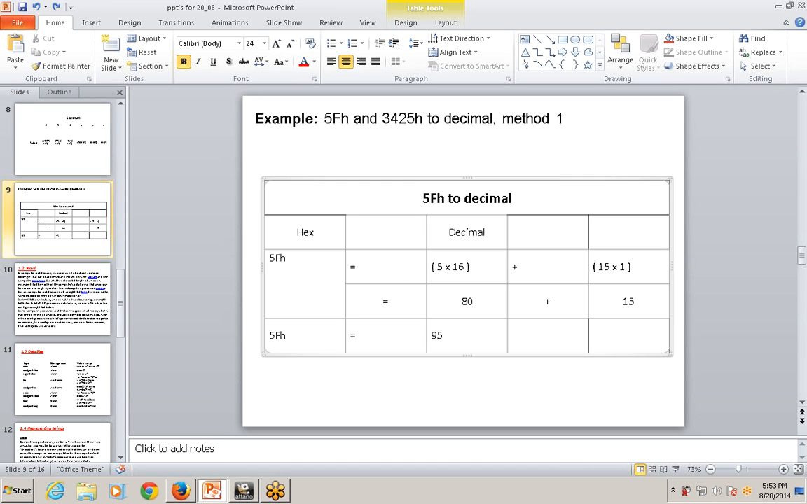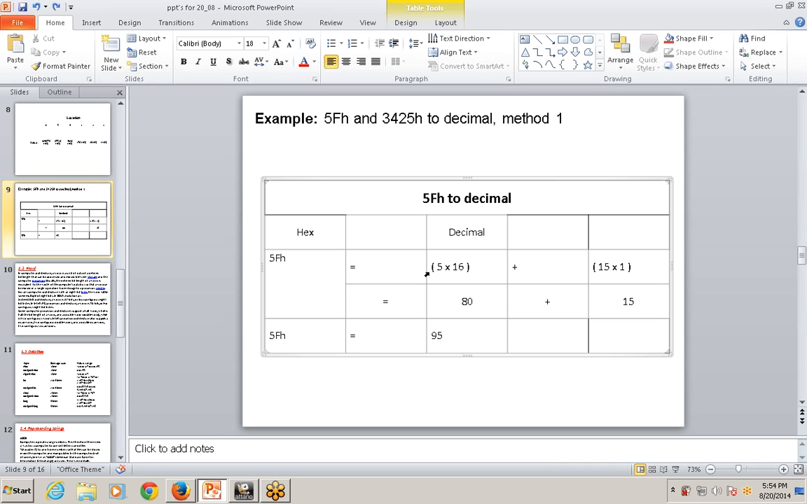This is the example. Suppose I want to convert 5FH, that is hexadecimal, into the decimal number system. Means I have to convert 5F into the decimal number system. So this is the hexadecimal number, 5F. Starting with the first one, that is 16 power 0, that is 1 into 15, because the F value is 15. Then use the plus sign. Then 16 power 1, that is only 16 into 5, that is this digit.